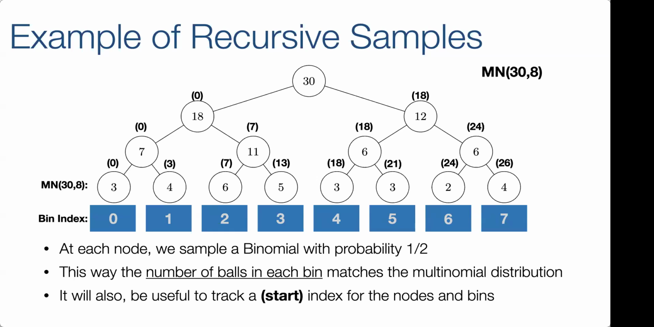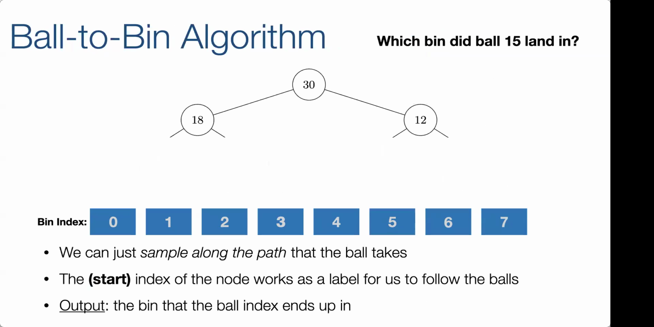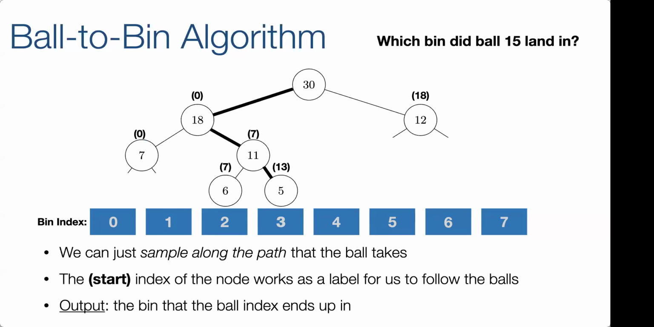So this is useful because it's going to give us our efficient ball to bin and bin to balls algorithms. Just to run along with an example, if we want to know which bin ball 15 landed in, I'm going to sample my binomial. Ball 15, we know that 0 through 17 went to the left, so we go to the left, sample another binomial. 15 is bigger than 7. Again, 15 is bigger than 13, and so we know ball 15 ended up in bin 3.